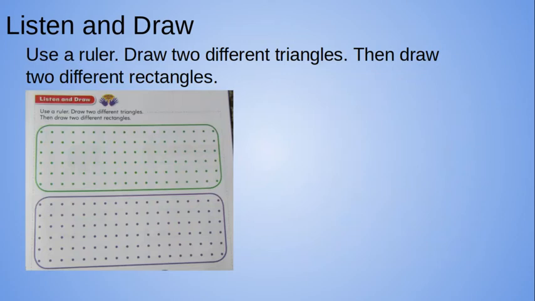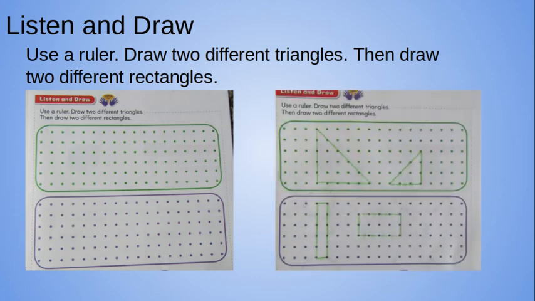The next direction says to draw two different rectangles. So on the purple geoboard, go ahead and draw two different rectangles. Remember, a rectangle is a quadrilateral that has four sides and two pairs of parallel sides, meaning the same amount of distance is between them. Go ahead and work on your two different rectangles. If you're having a little trouble, I'm going to show you mine now so that you can use them as a guide. On the top, you'll see my two different triangles, and on the bottom, my two different rectangles.